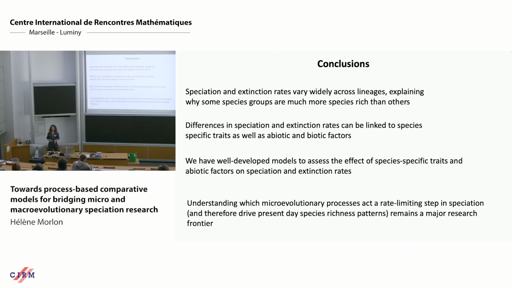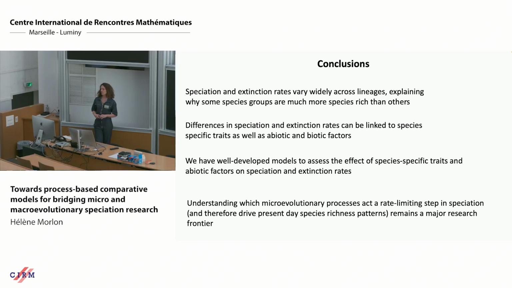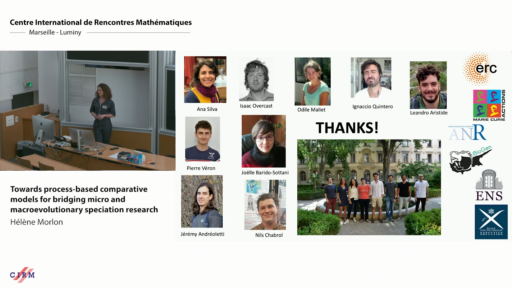So we have well-developed models to do that, but in terms of the models that allow us to really understand the demographic and genetic processes that act as a rate-limiting process in speciation, that remains something where there's a bunch of mathematical models that need to be developed.